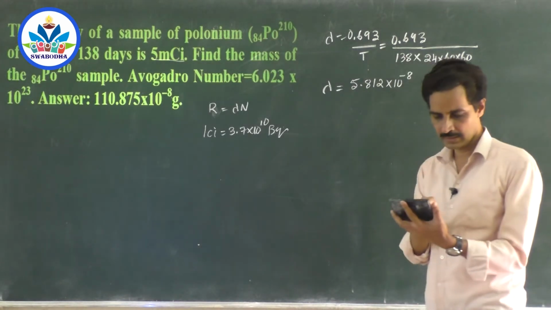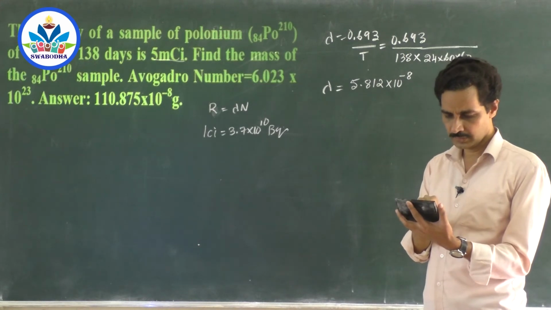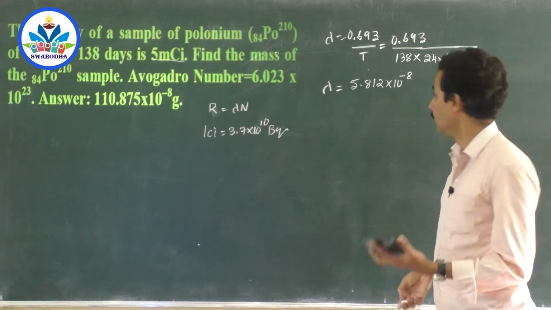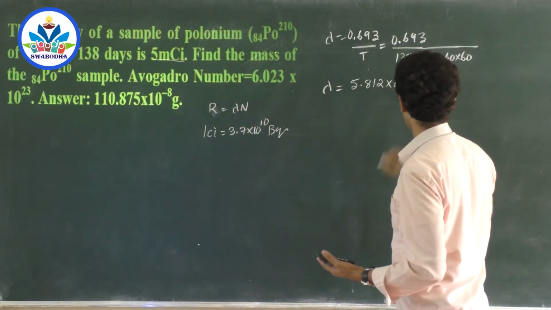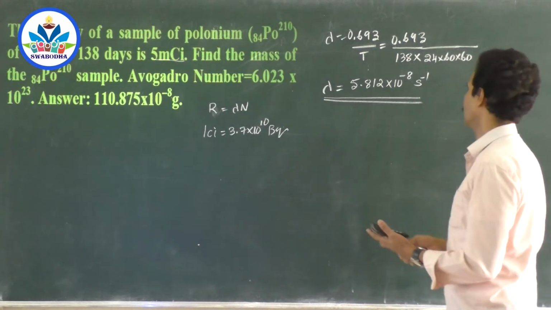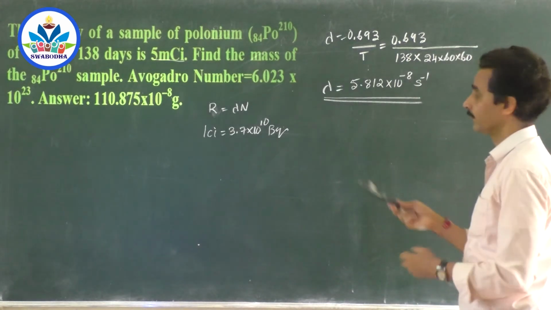I'll check it once again. Second to the power minus 1. This is lambda. Lambda is 5.812 into 10 to the power minus 8 per second.